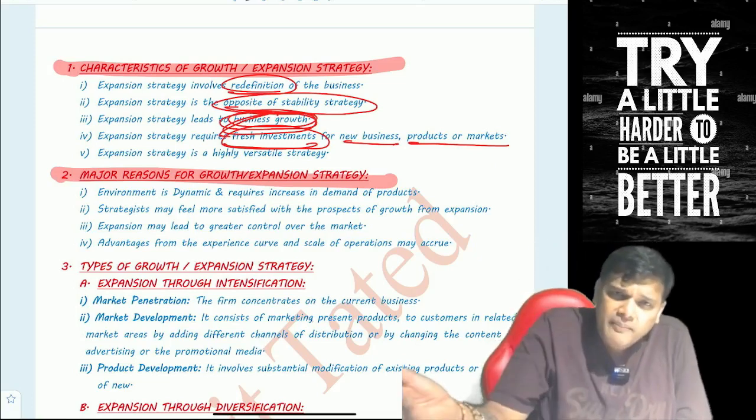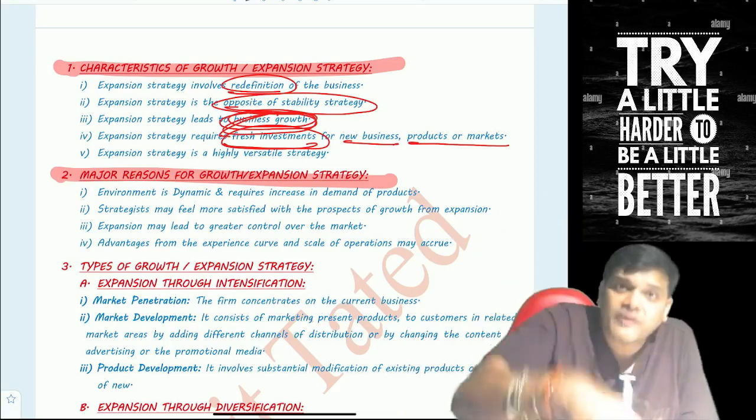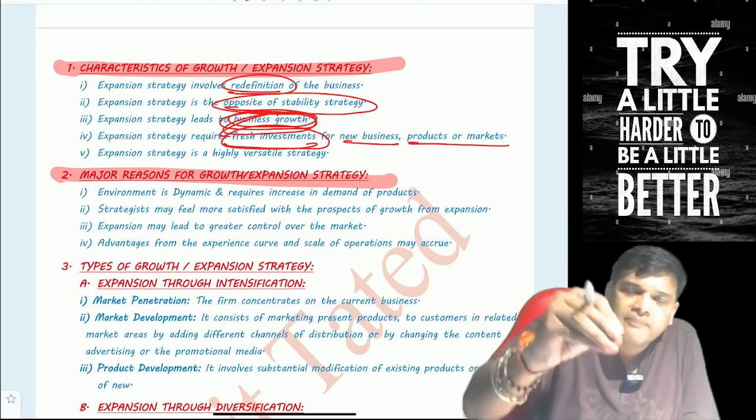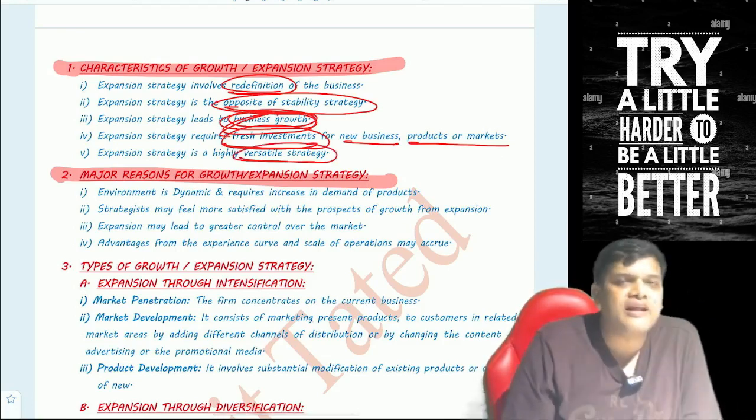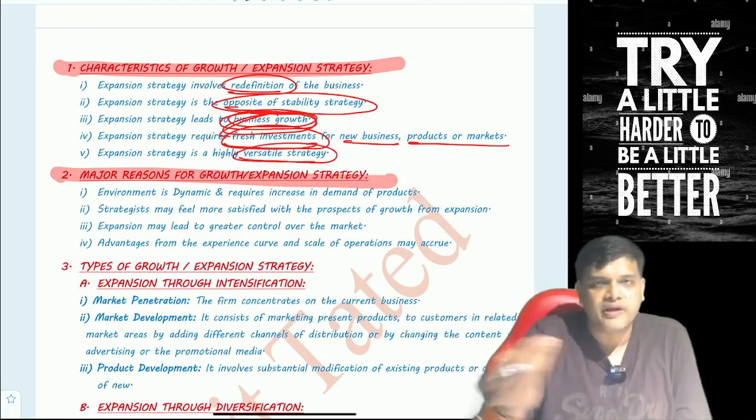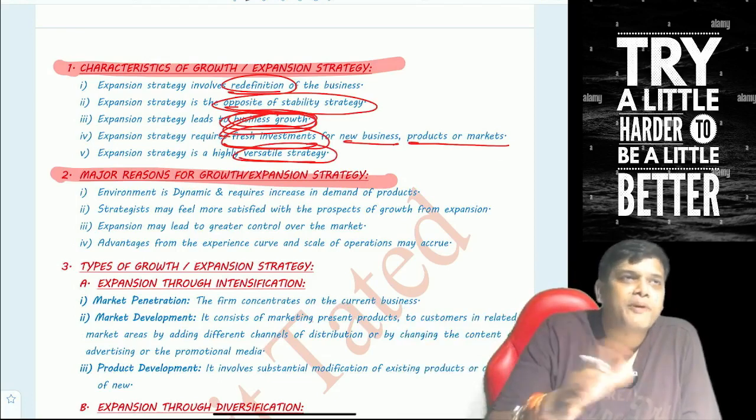Yes, we'll discuss the third point, but to the extent, we require money in expansion, dramatically more money, which is not required in stability. And the last point, expansion strategy is highly versatile. Versatile because we'll discuss it in the next 2 minutes. Versatile means there are permutation combinations.